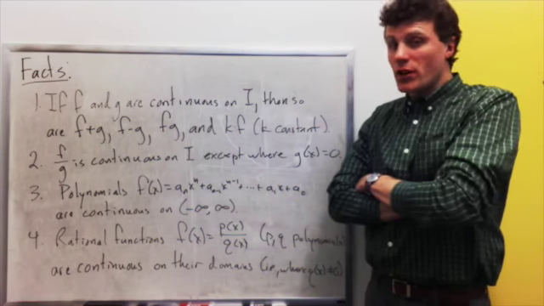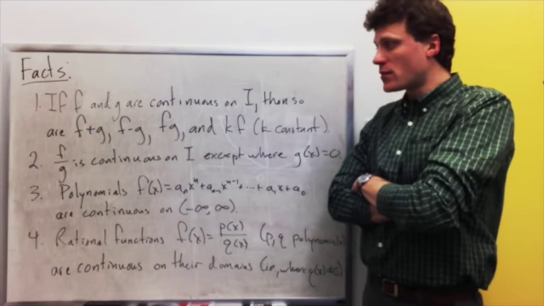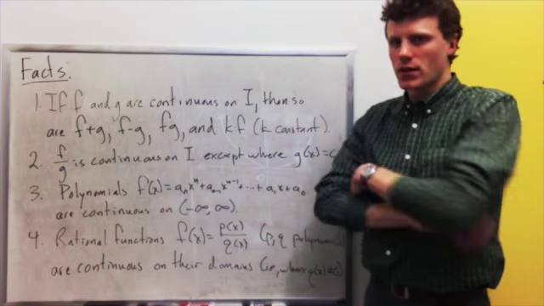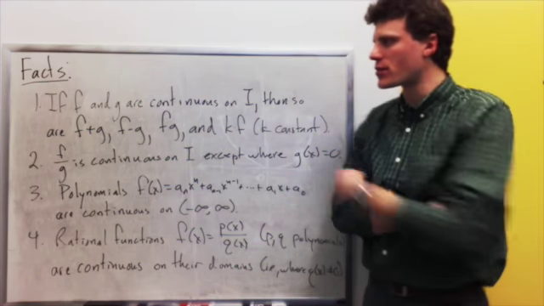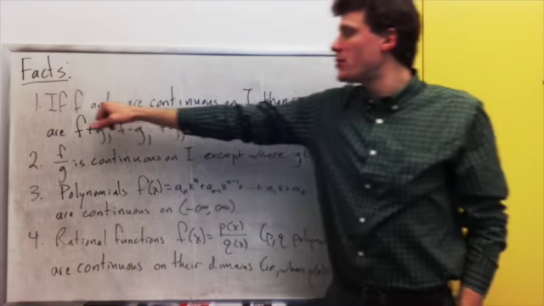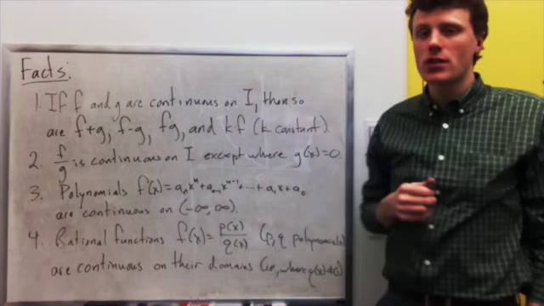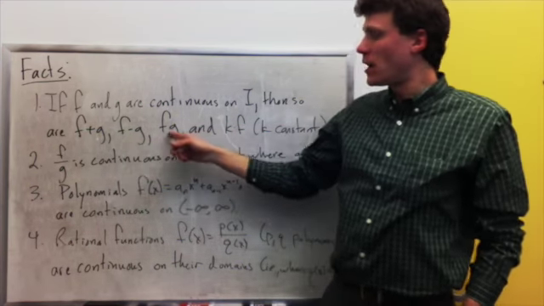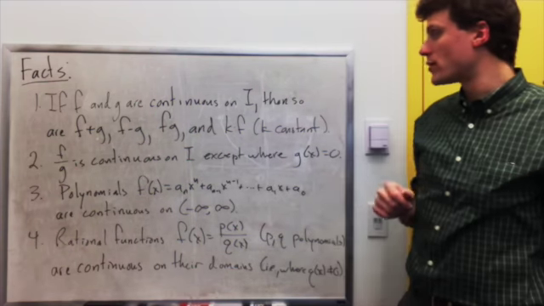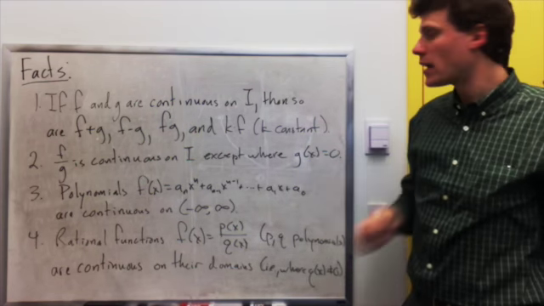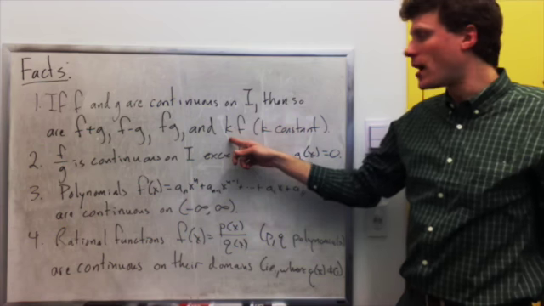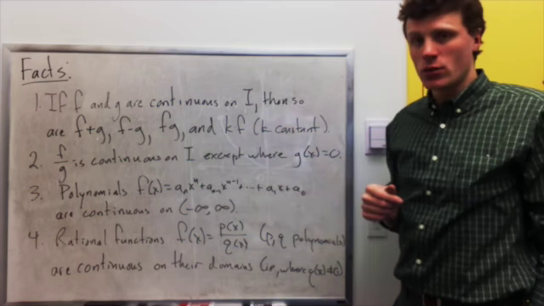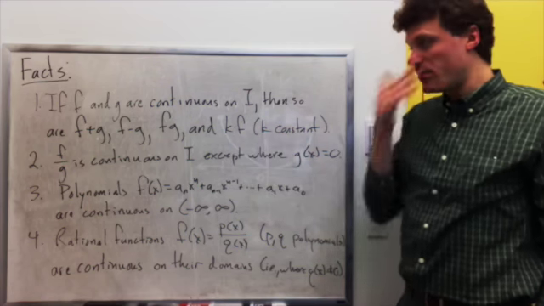Now, just like we built up our limit laws from basic functions, we're going to build up continuous functions from some basic functions. First of all, if we have two functions f and g that are continuous on an interval I, then their sum, difference, and product are also continuous on this interval I, and also if I multiply f by a constant k, it will also be continuous on that interval I.